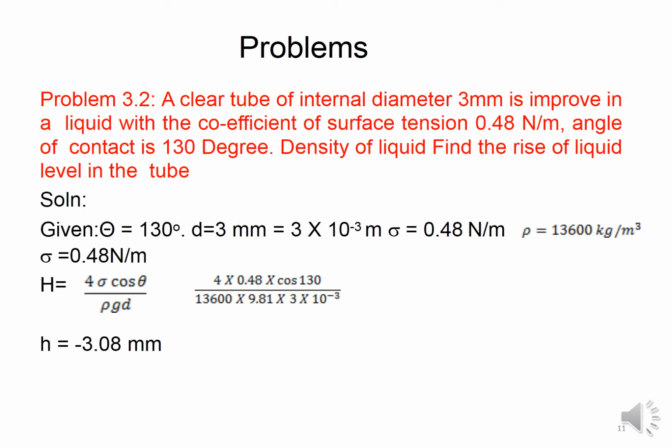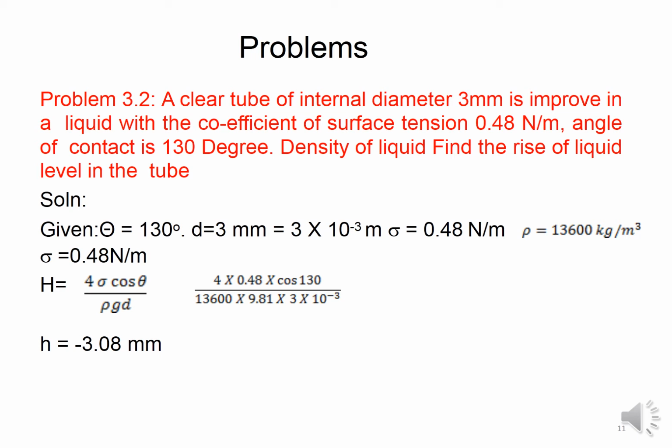Second one: a clean tube of internal diameter 3 mm is immersed in a liquid with coefficient of surface tension. Surface tension is given as 0.48 Newton per meter. Angle of contact is 130 degrees. Density of the liquid is 13,600, you take it, it is not given in the problem here. Find the rise of liquid level in the tube. Find the rise, means h, he has asked.